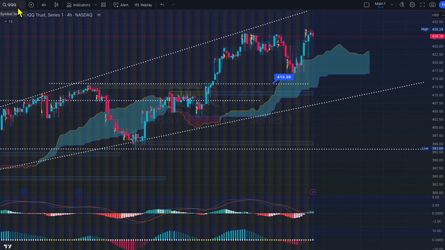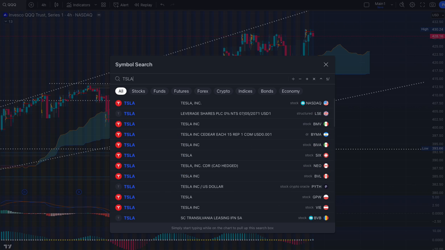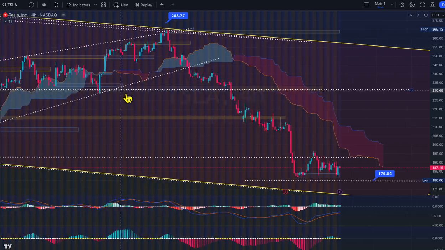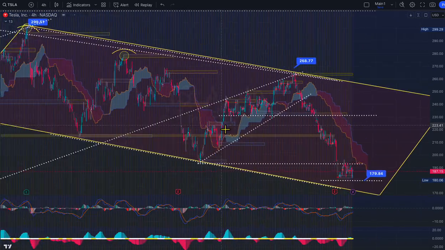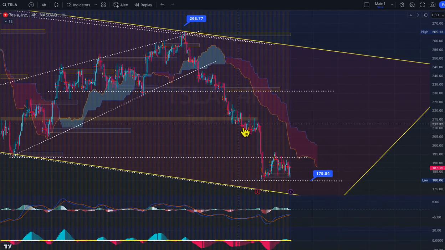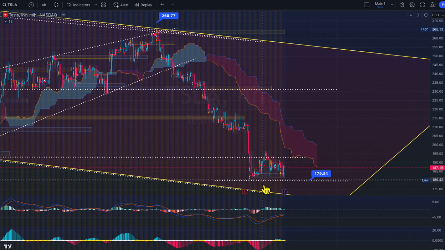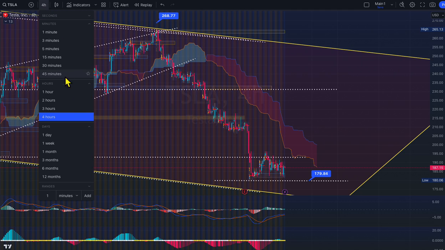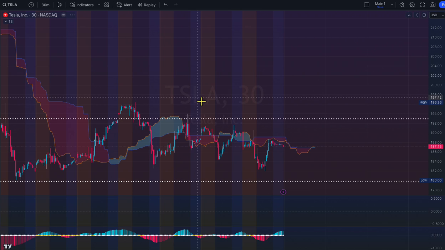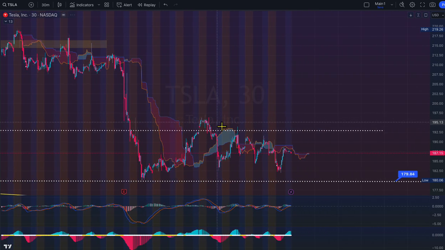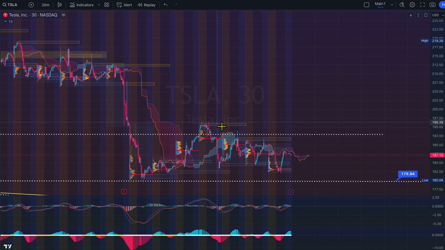All right, then we're going to take a look at Tesla. A lot of people are asking, Josh, what do you think of Tesla? Let's take a look at Tesla. Man, Tesla still has a weakness. Hold on a second. Sorry, this is the 4-hour chart, my bad. The 30-minute chart is right here. Okay, interesting, folks.